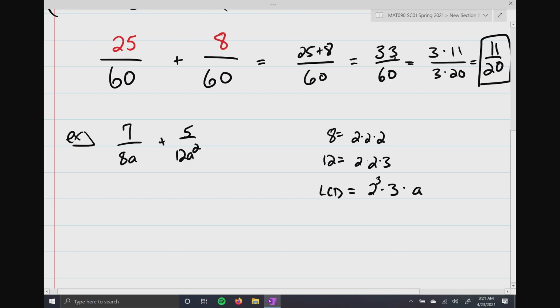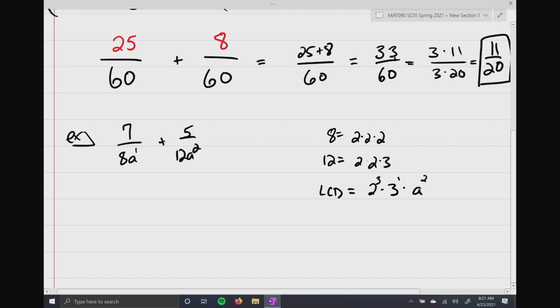For the 3, I only see the 3 in the factorization of 12, so that's going to be raised to the 1st. And now for the letter A, if you look at the original denominators, the 8a is raised to the 1st, and then the 12a squared, you got 2 of them there, so this will be 12a squared.